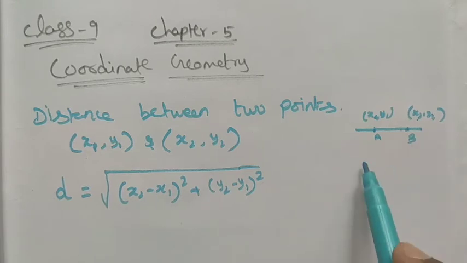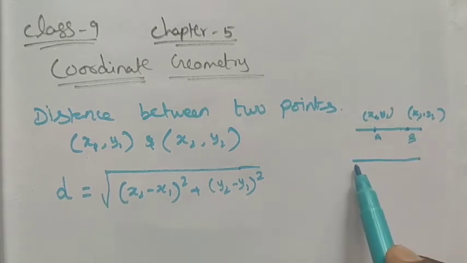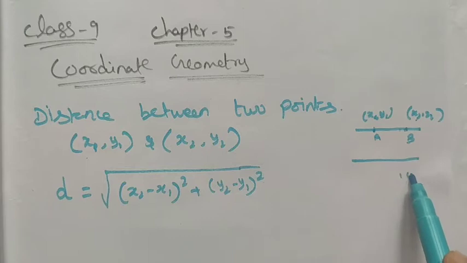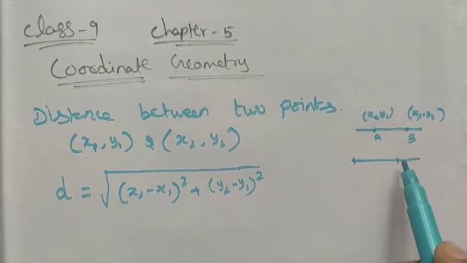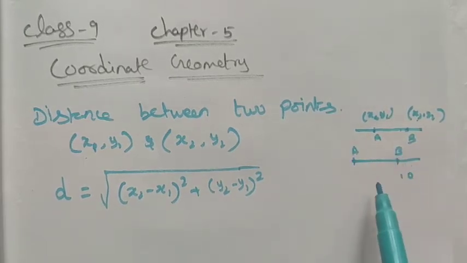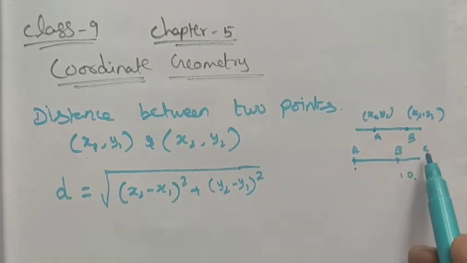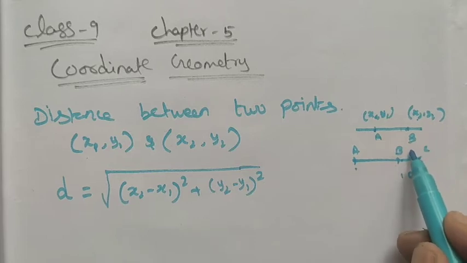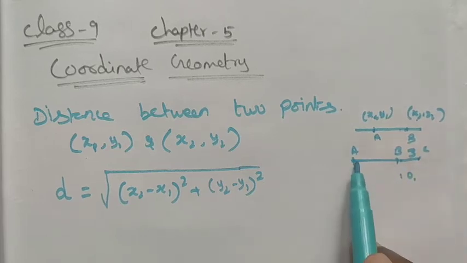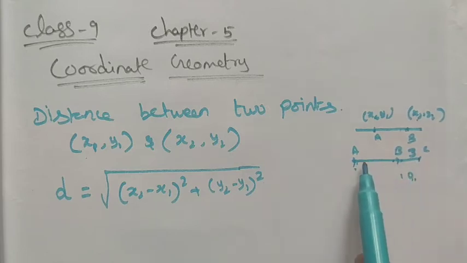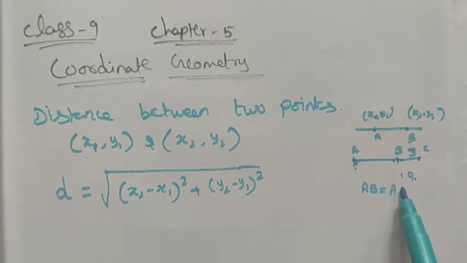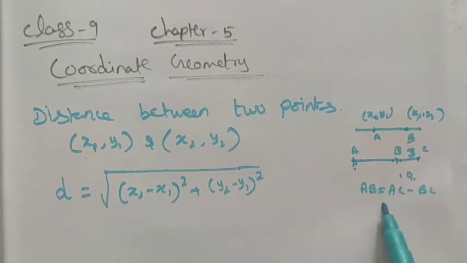Suppose the given points are on a single line, and the total distance is 10. Here we want to find out the distance of AB, that is the total distance minus BC. BC is given as 3, and now we want to find out AB. The total distance AC is 10. So AB is equal to total distance AC minus BC. AC is 10 minus 3, which is equal to 7.